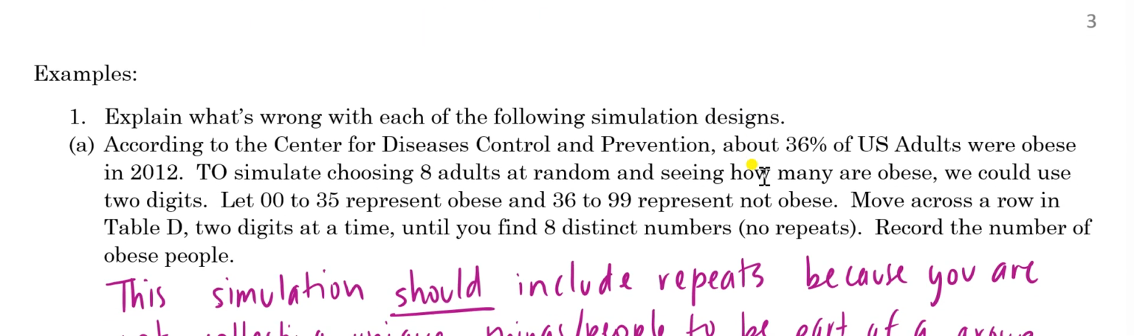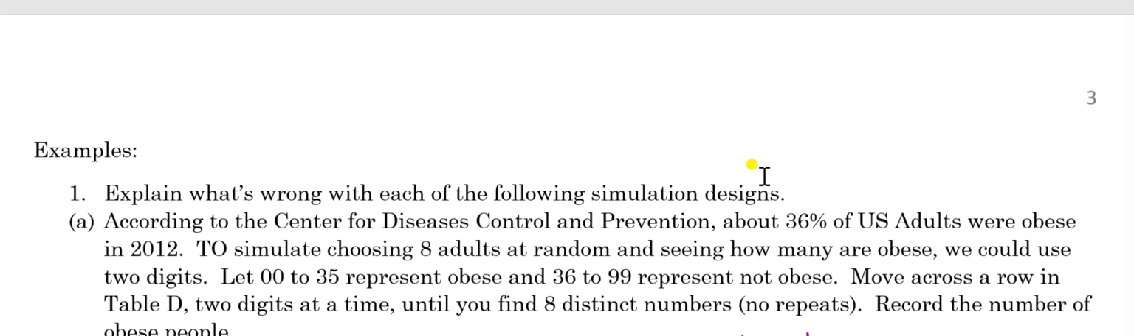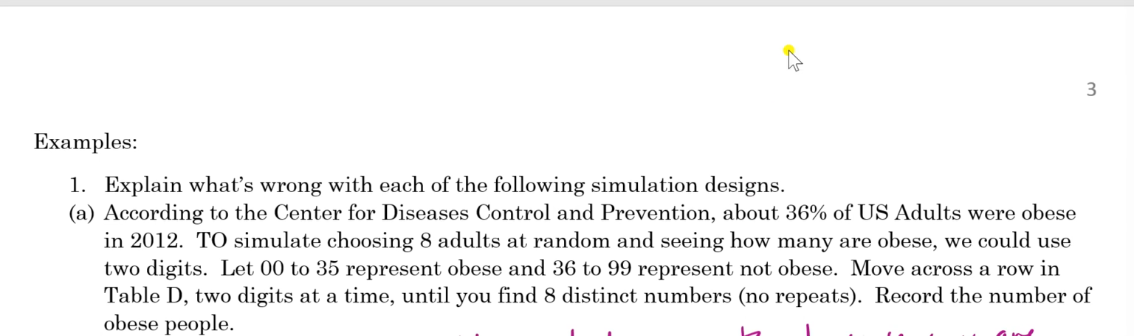All right, so let's see how you did. So our first example, number 1, it says, explain what's wrong with each of these simulation designs. So it says, according to the Center for Disease Control and Prevention, about 36% of U.S. adults were obese in 2012. To simulate choosing 8 adults at random and seeing how many are obese, we could use 2 digits. Let 0 to 35 represent being obese, and 36 to 99 represent not being obese. Move across a row at table D 2 digits at a time until you find 8 distinct numbers. No repeats. Record the number of obese people. Okay.